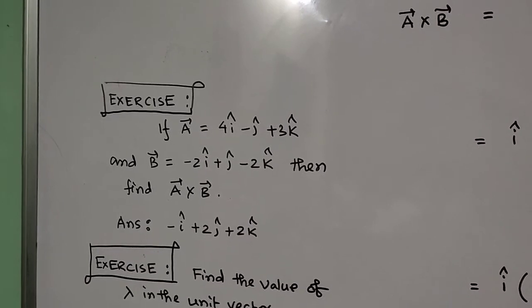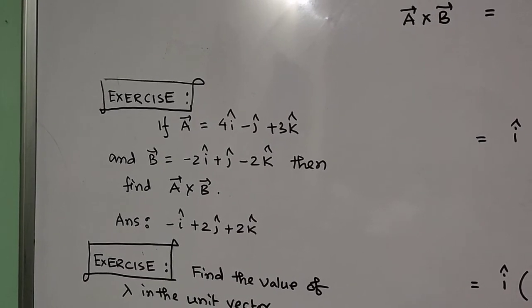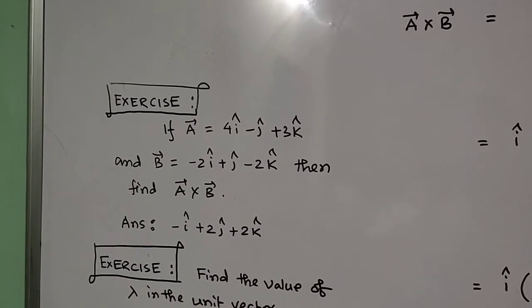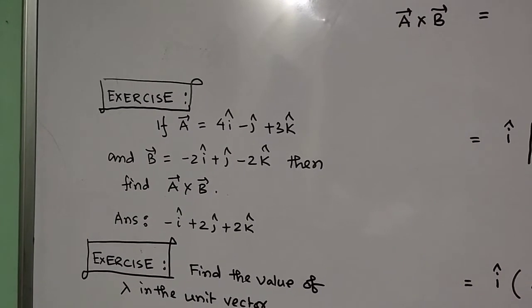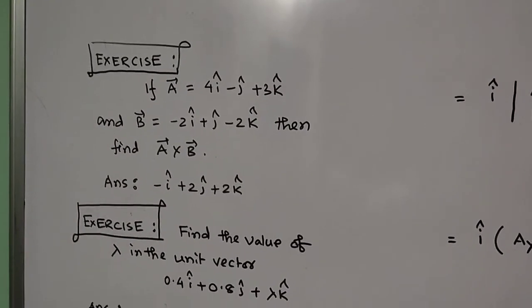That is a vector 4i cap minus j cap plus 3k cap, and b vector equal to minus 2i cap plus j cap minus 2k cap. Then what you have to do is find a vector cross b vector. Use the rule that we have explained just now.